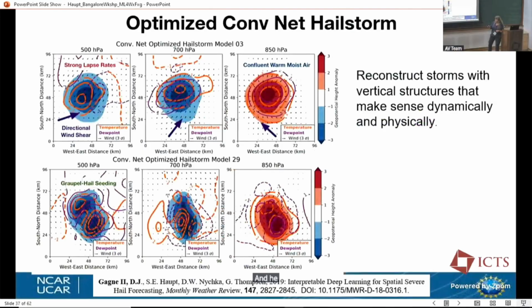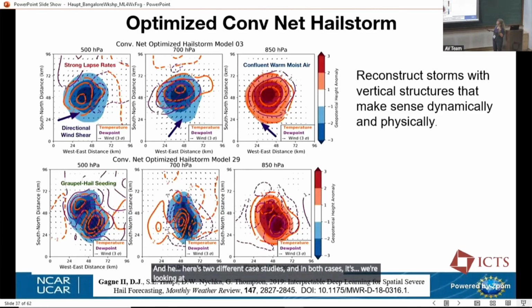And here are two different case studies. In both cases, we're looking at 500 millibar temperature and dew point, 700 hPa and 850. So we're looking at three different layers. And we see, on the standard case, this is what we typically expect. We get shear, direction and shear at the upper levels, getting this single center vortex. We get confluent moist air at the lower levels, and that's the kind of thing we expect to produce hail.